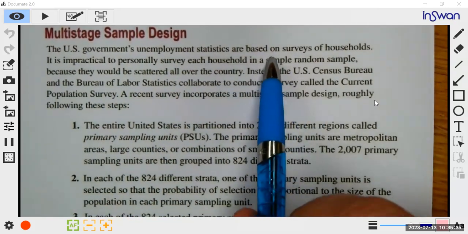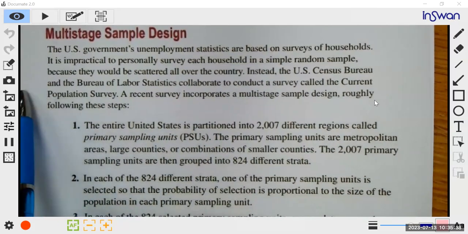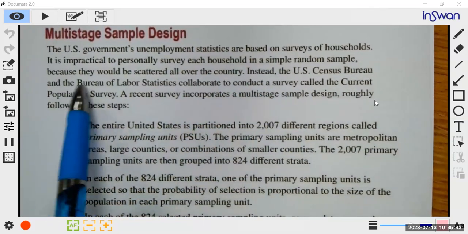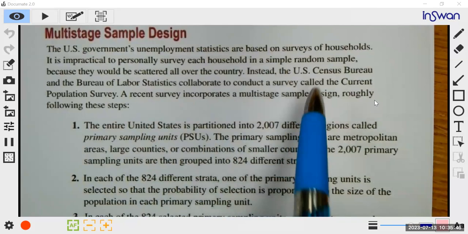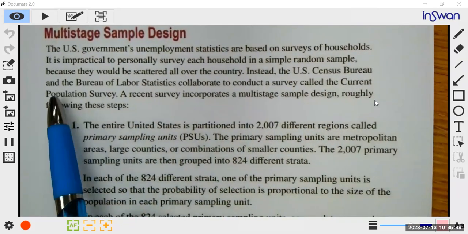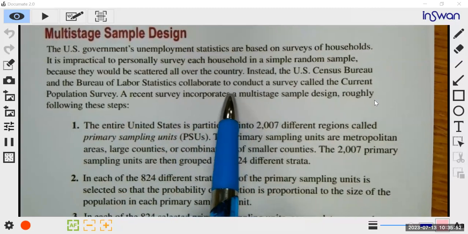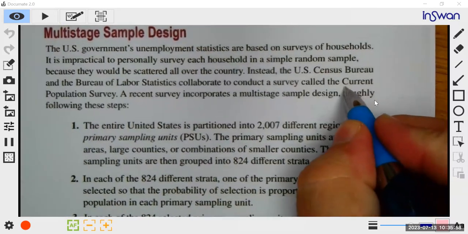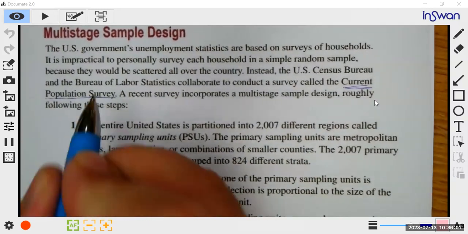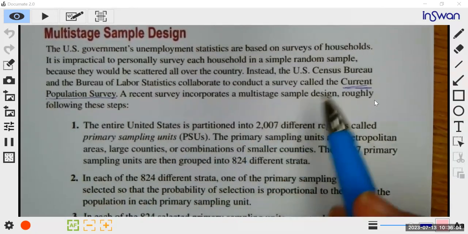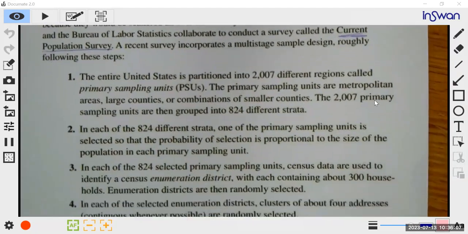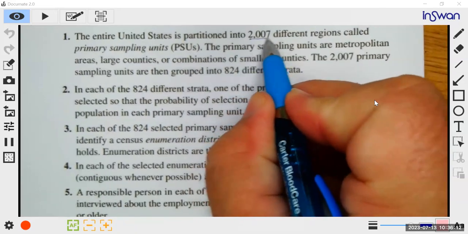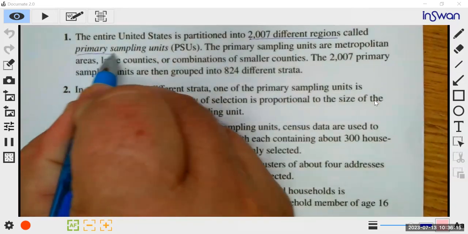In this example, the U.S. government's unemployment statistics are based on surveys of households. It is impractical to personally survey each household in a simple random sample because they would be so scattered across the entire nation. Instead, the U.S. Census Bureau and the Bureau of Labor Statistics collaborate to conduct a survey called the Current Population Survey. The Current Population Survey, a recent survey incorporating multi-stage sampling design, roughly followed as such. One, the entire United States is partitioned into 2,007 different regions called primary sampling units.